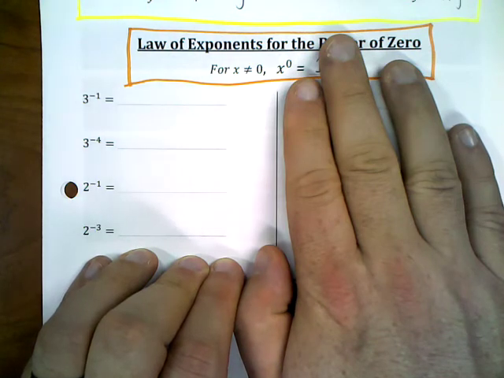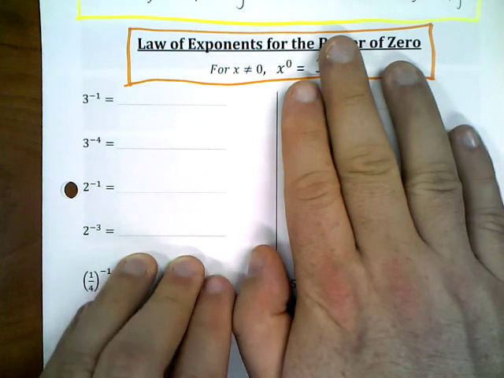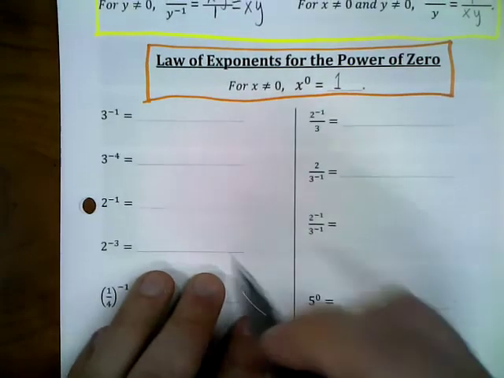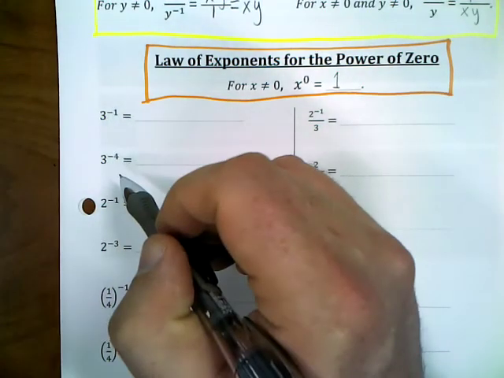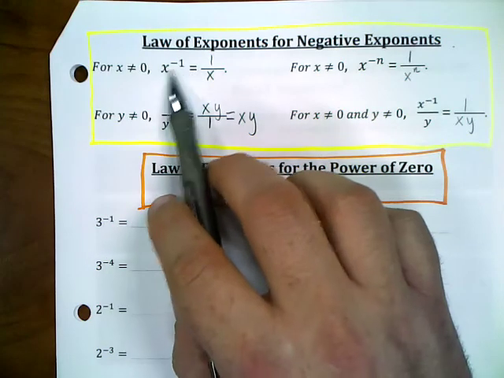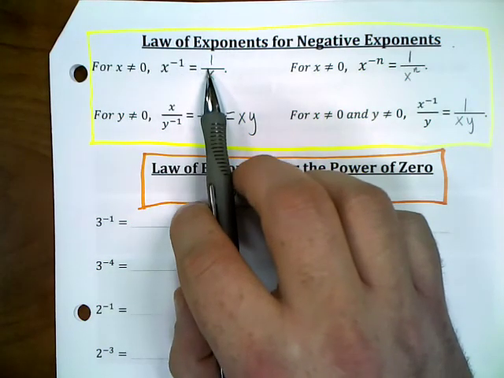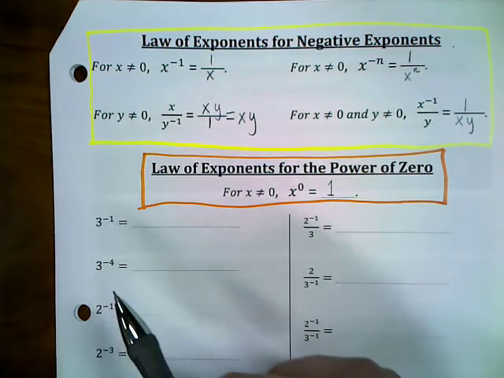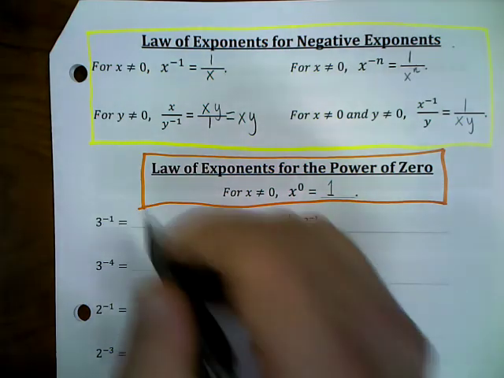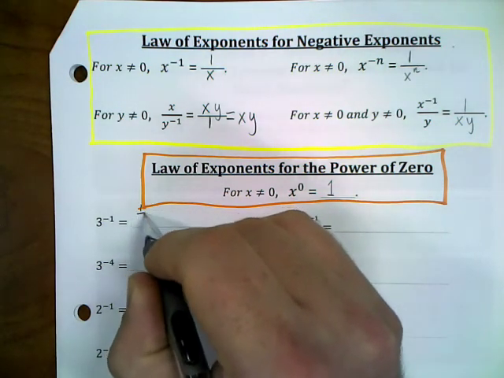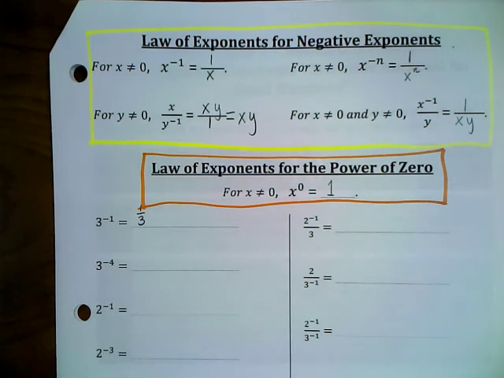All right, now if you followed my directions, you've given those a shot. Let's take a look at them together. So 3 to the negative first power. Remember, if it's the negative first power, it's just going to make a reciprocal. So 3 would normally be 3 over 1. So if we flip that over, that is just 1/3.